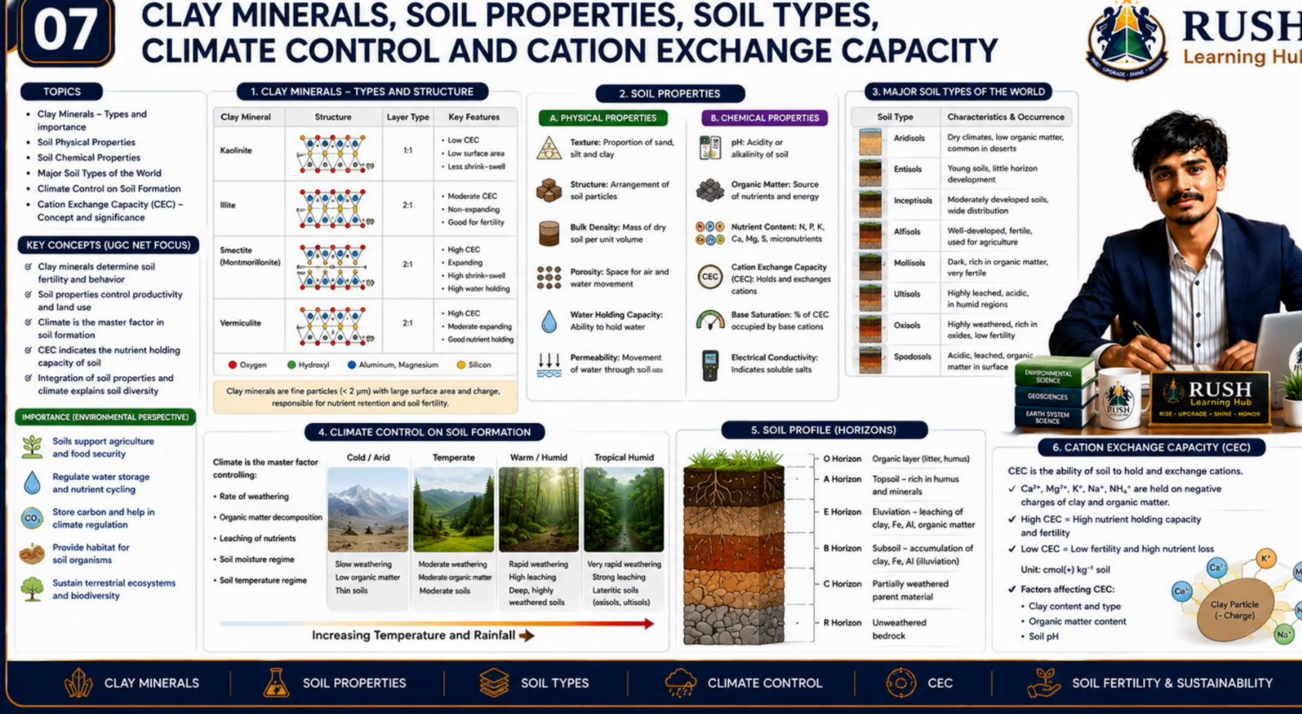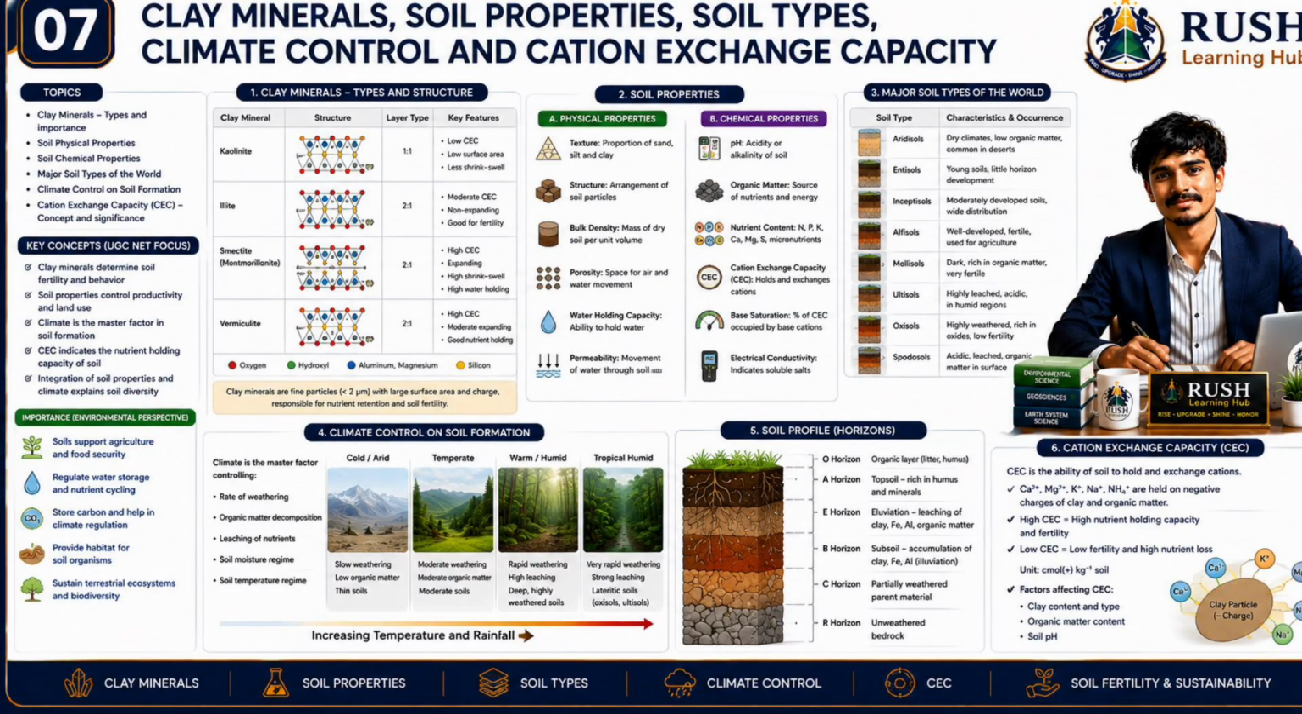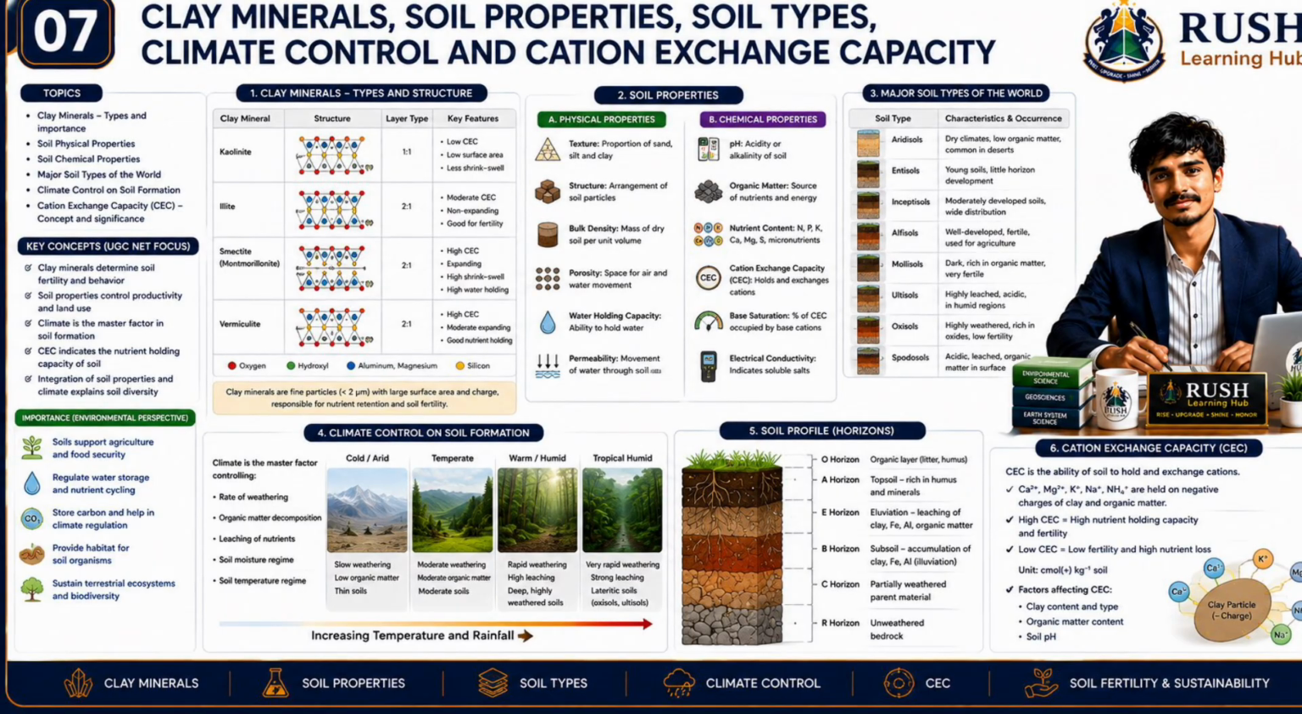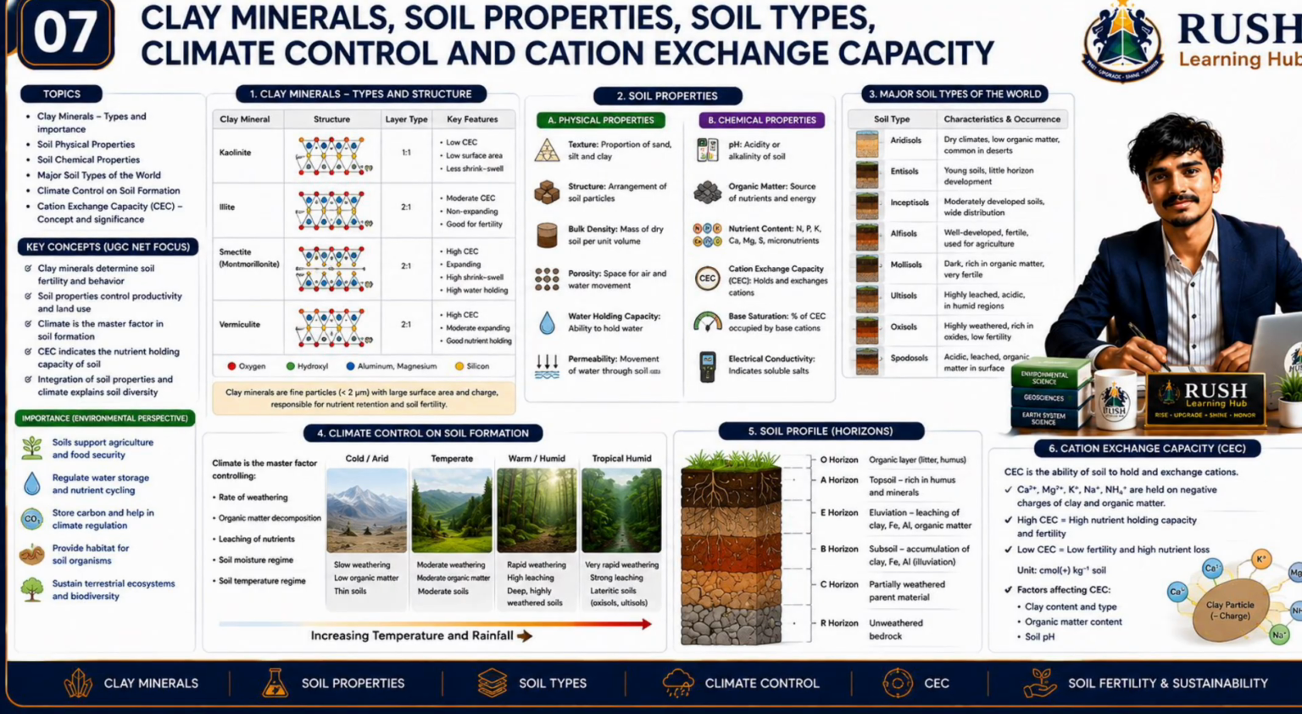Electrical conductivity is another important property and indicates the concentration of soluble salts in soil. Excessive salinity adversely affects plant growth and productivity. Let us now discuss soil types. Different climatic and environmental conditions give rise to various soil types.